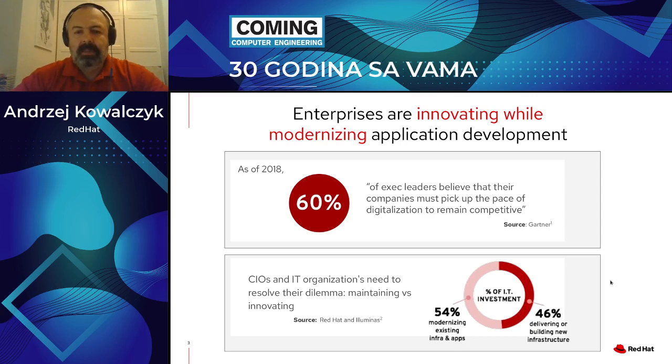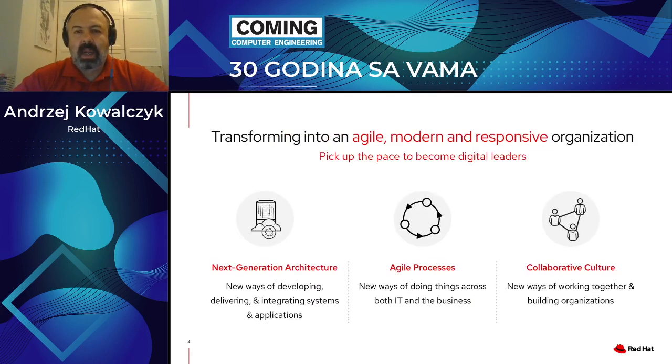This is a very important thing, and also a traditional dilemma that CIOs and IT organizations should resolve: maintaining versus innovating. Of course, you cannot forget about old applications because you cannot rebuild them in a very fast way. So you should think about how to mitigate these two tracks. Of course, transform into an agile, modern and responsive organization.